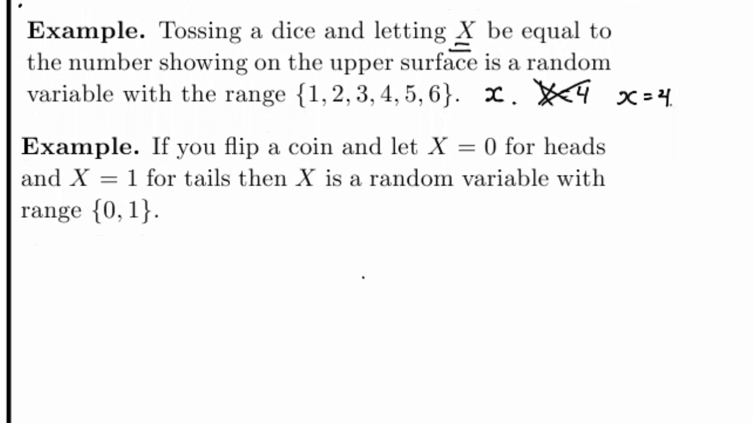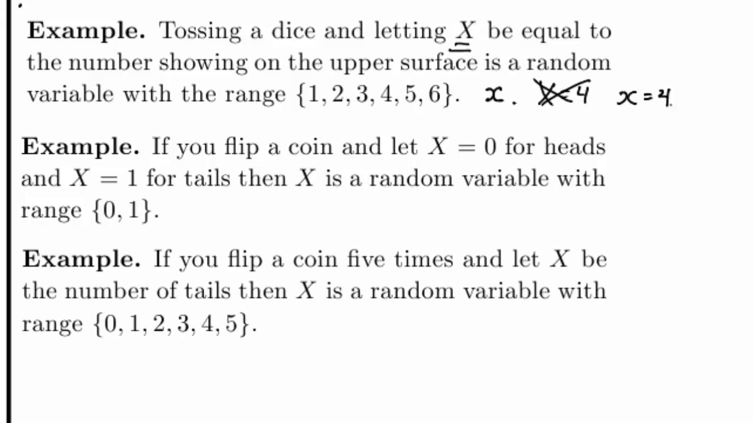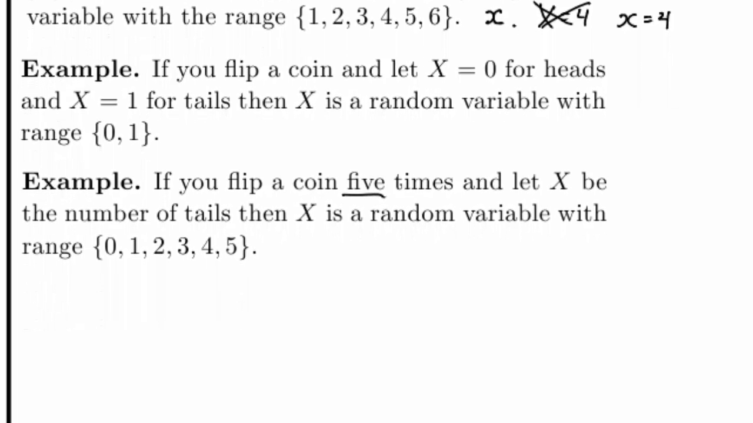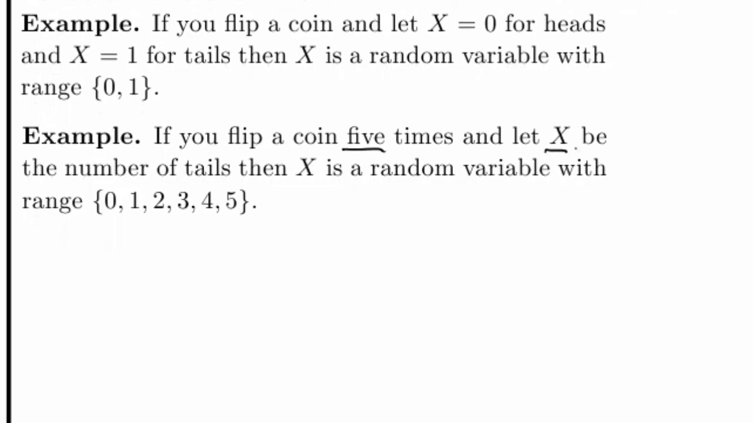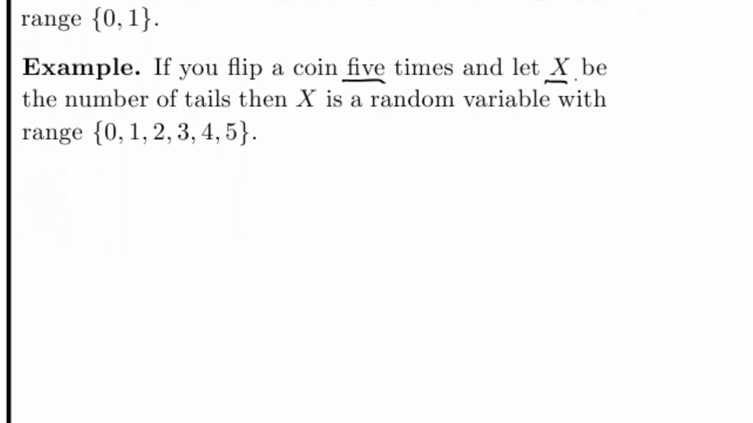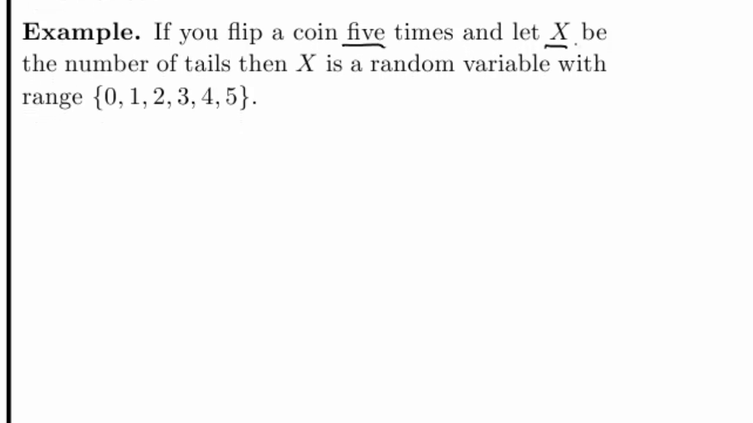Here's another example. If you flip a coin and you translate heads and tails into numbers, then you also have a random variable. Makes no difference to what numbers you translate heads and tails, but you do have to make the translation because the outcome of a random variable must be a number and not something like heads and tails. A slightly more interesting example. Let's say you flip a coin 5 times and your random variable X is defined to be the number of tails. That's a well-defined random variable with range 0 through 5.